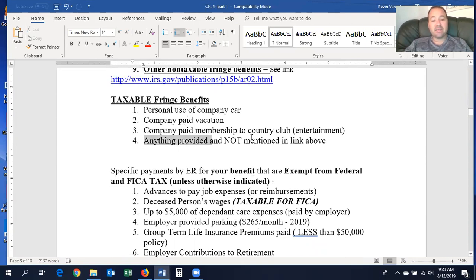And the key basically is anything that's not mentioned in the above or specifically in this link here that has everything, it is considered a taxable benefit if you get it at a lower cost than you would normally have gotten it, just because of your position.